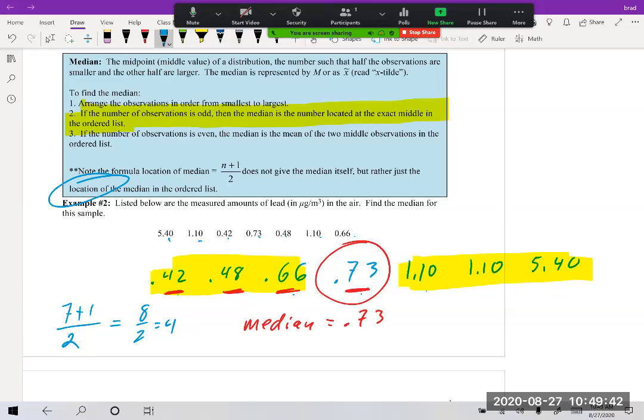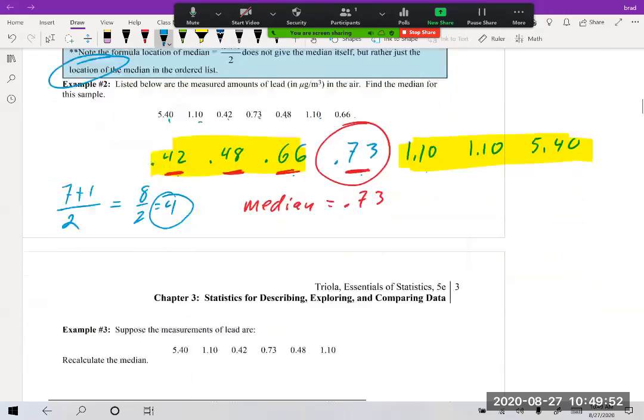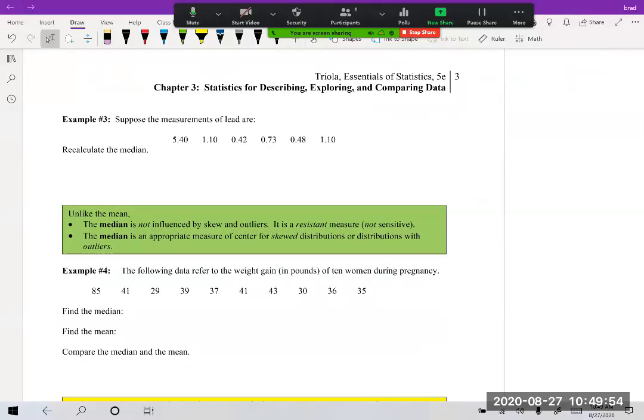Now notice this number 4 is not the median. That is the location of the median. It's the 4th number in the list. So the median is actually 0.73. Okay. Suppose the measurements of lead are replaced with these. So recalculate the median. So we're going to do 0.42, 0.48, 0.73, 1.10, 1.10, and 5.40. So now once again, there's only 6 values.